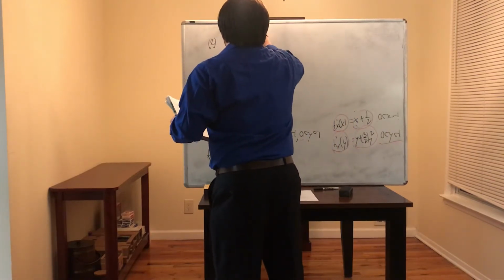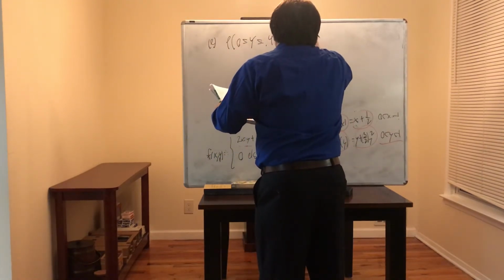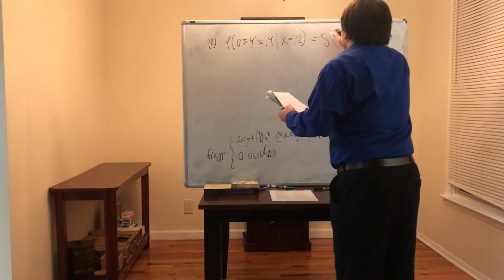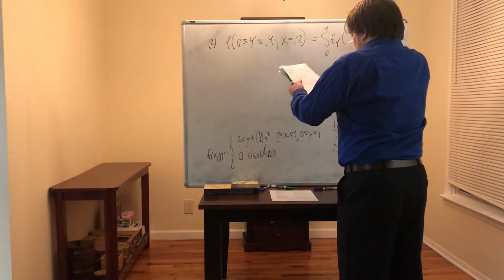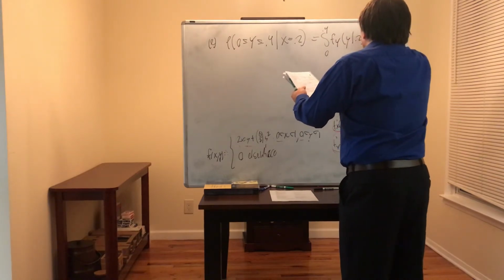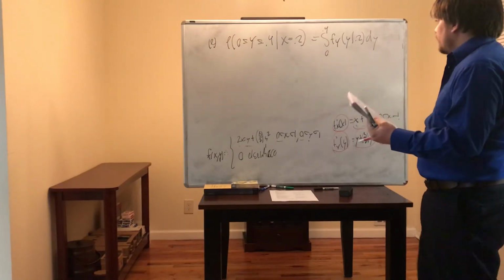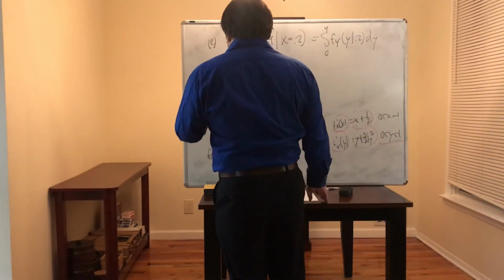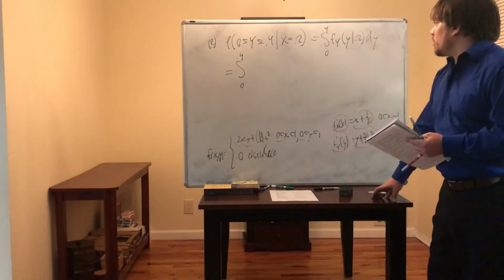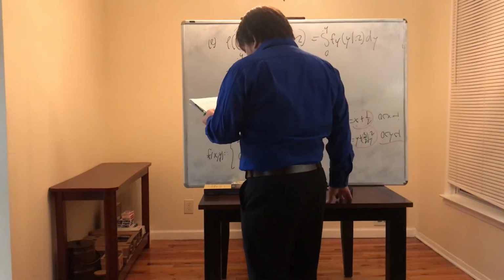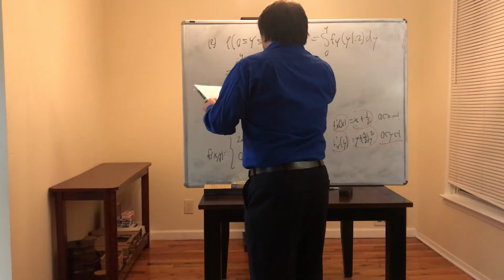Part E is the probability that 0 is less than or equal to y, less than or equal to 0.4, given that x is equal to 0.2. And that's equal to the definite integral from 0 to 0.4 of f sub y of y given 0.2, dy. Okay, so the integral from 0 to 0.4 of that is this.